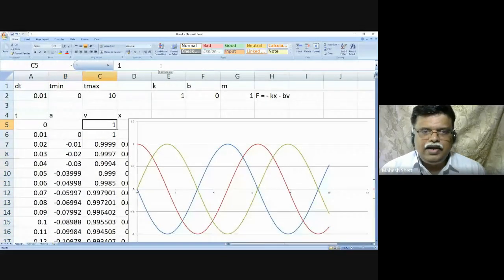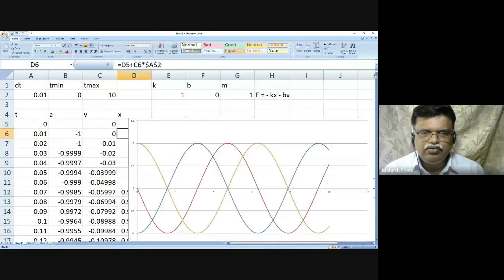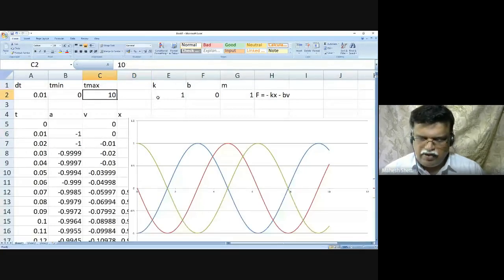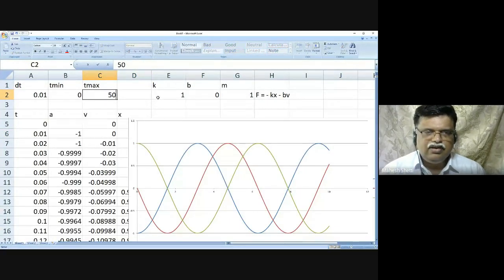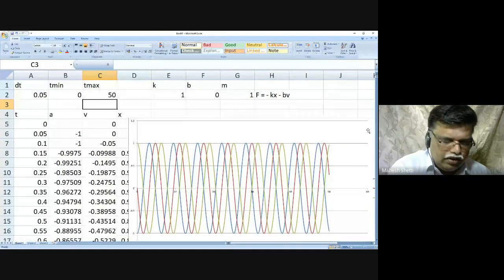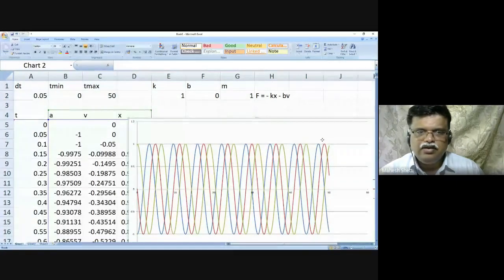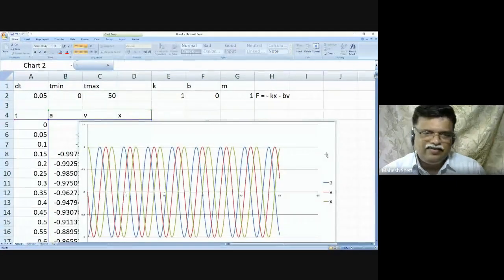Okay, and let me go back to the old condition. It doesn't make a difference whether I use this condition or that condition. And let me go to say 50 oscillations, say the time of 50, so that there are multiple oscillations. Now, what we are going to observe here is if I want to plot a phase space.